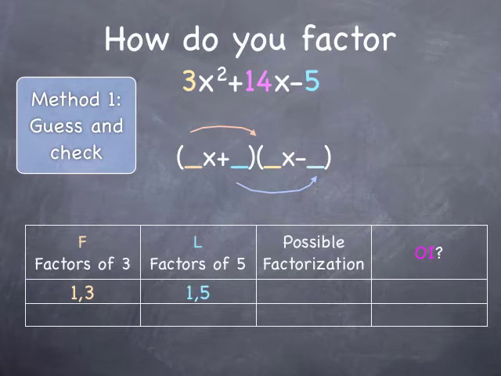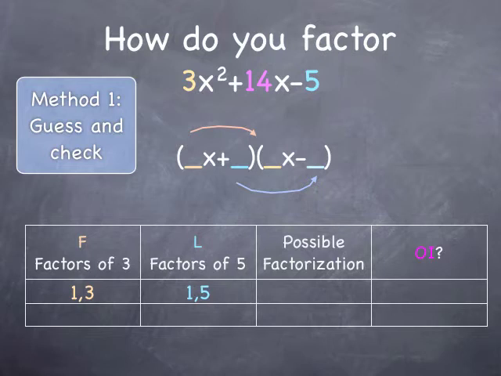So in those two blanks, I'm going to need factors of 5. It could be 1 in the first blank and 5 in the second. It could be 5 in the first blank and 1 in the second. Now I've identified combinations of numbers that need to go in the yellow and the blue blanks. And what I need to do is check different placements of those factors.